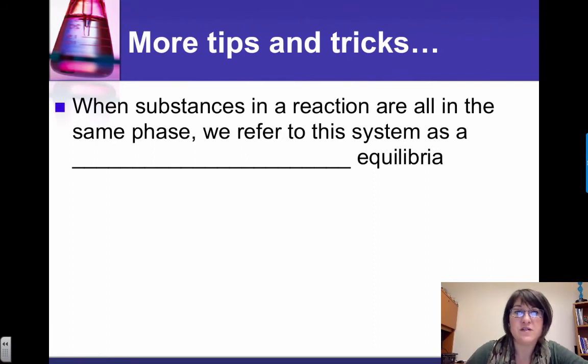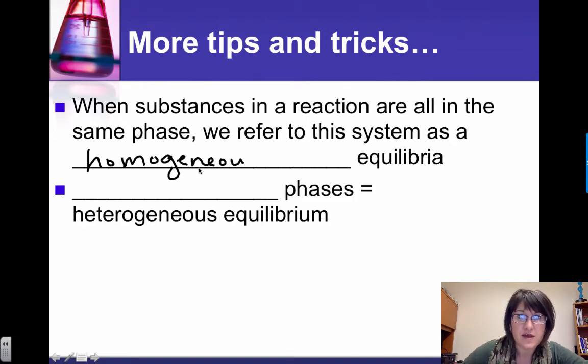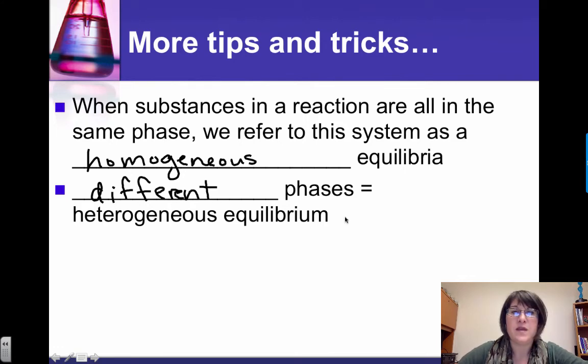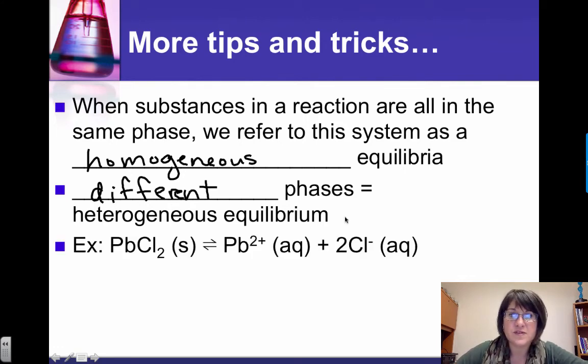When the substances in the reaction are all in the same phase, we call it a homogeneous equilibrium. But of course, a heterogeneous equilibrium refers to having different phases, like you may have some things that are liquids and some things are gases, and why can't I spell different? There you go. Or you may have some solids.